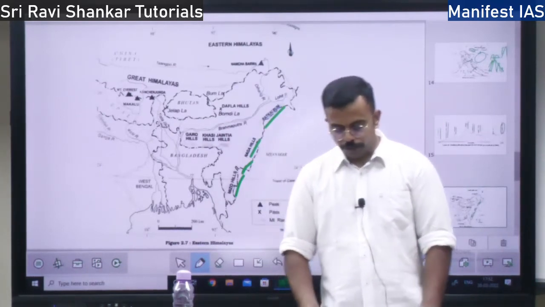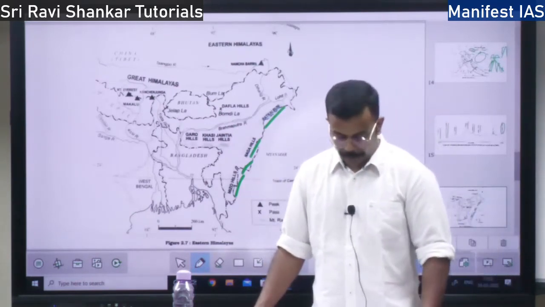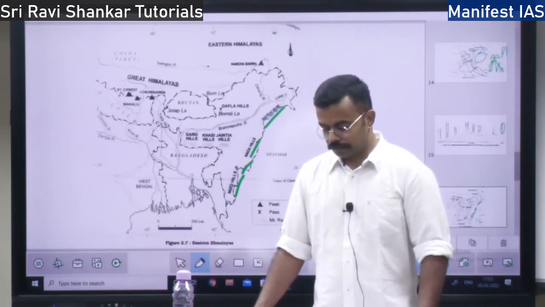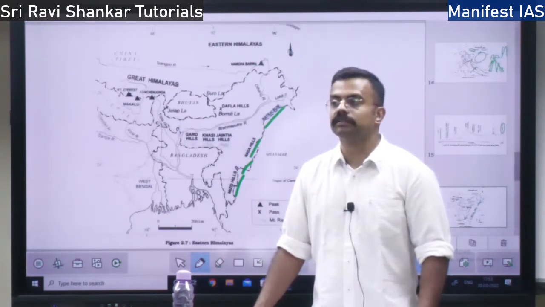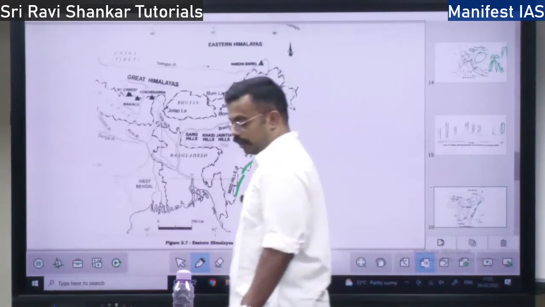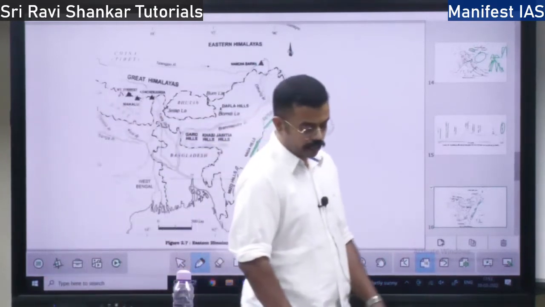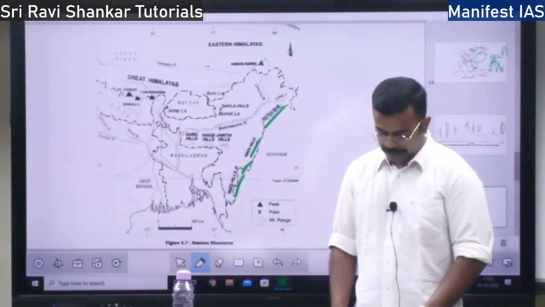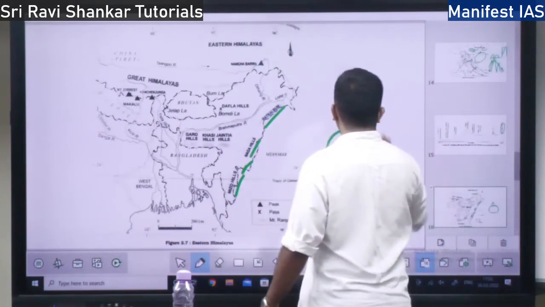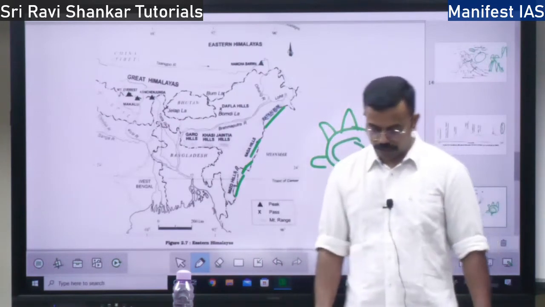So in Manipur, you find this lake called Loktak Lake. Loktak Lake is very, very important because it is under the Ramsar Convention. It is a convention for protecting wetlands, under which there is one record called the Montreux record, under which Loktak Lake is there. So this Loktak Lake is a lake surrounded by mountains. Everywhere there are mountains, and in the middle one lake is there, that is Loktak Lake.